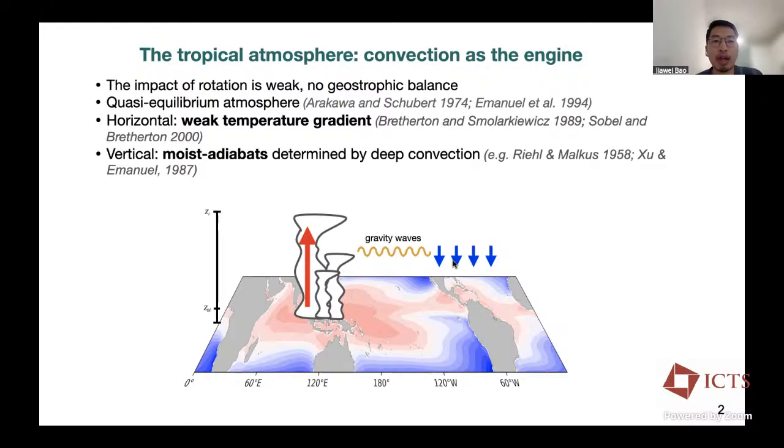This is mainly because the planetary rotation is very weak in the tropics, which distinguishes the tropical atmosphere from the extratropics. So that means the main balance which exists in the extratropical atmosphere, the geostrophic balance, doesn't hold much. So the Coriolis force is very weak. In that case, the pressure gradient force as well as the temperature gradient can't really develop in the tropical atmosphere.